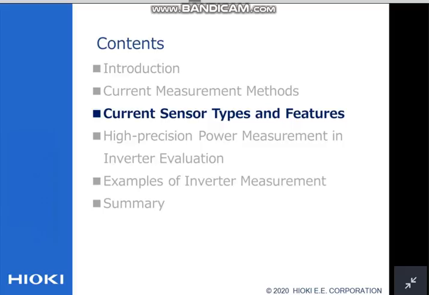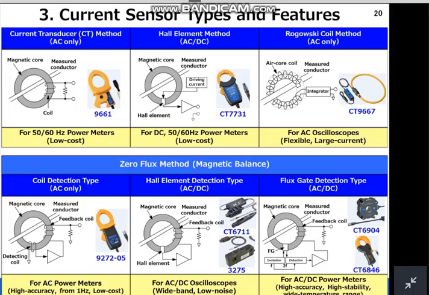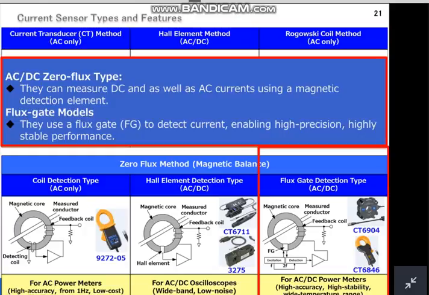Now that we've seen the benefit of current sensors, let's look at their types and features. Here, we see a summary of the various current sensor types that Hioki develops and sells. Each has its own characteristics. We are confident that Hioki is the only manufacturer in the world that offers such an extensive selection of current sensors. Of all of these current sensors, AC/DC zero flux type flux gate current sensors are ideal for use in high precision power measurement applications.